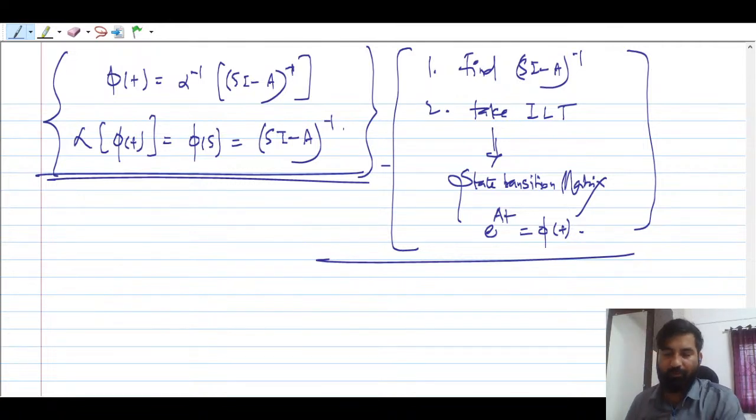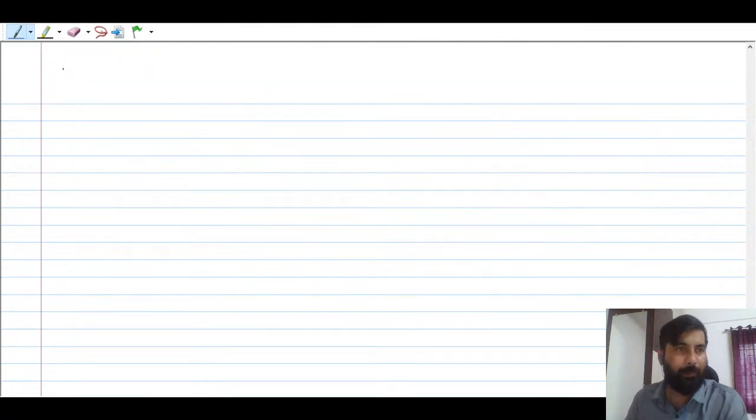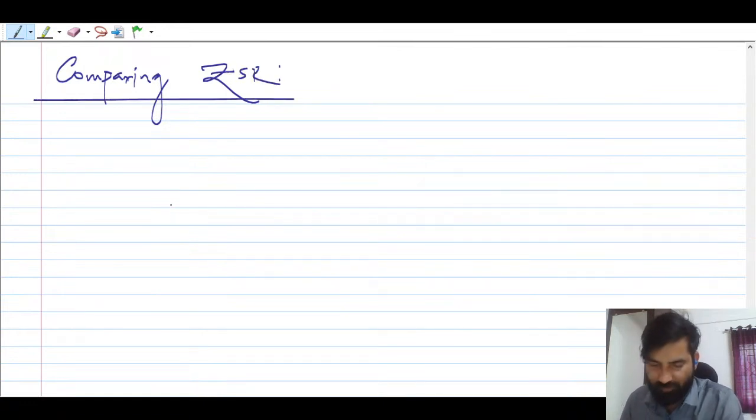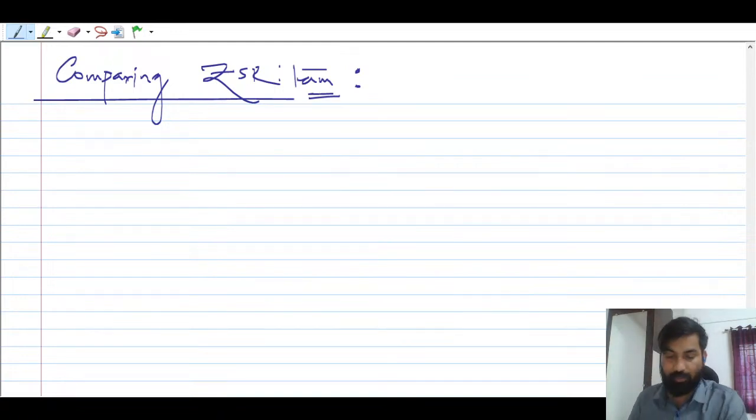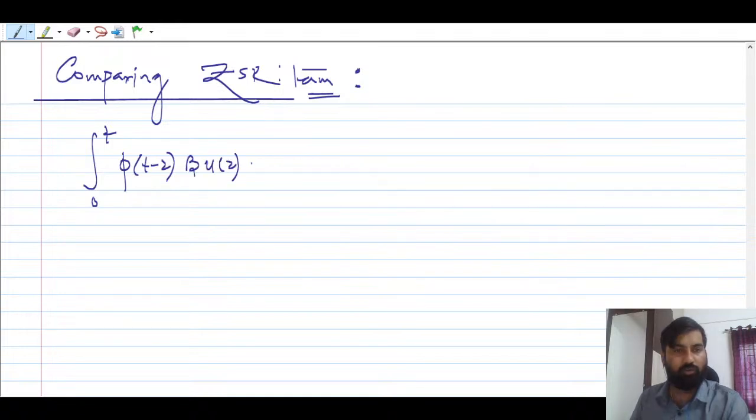Now let us compare the ZSR term. Please remember the ZSR term. If you recall, the ZSR term is the integral from 0 to t of phi(t minus tau) B u(tau) d tau.